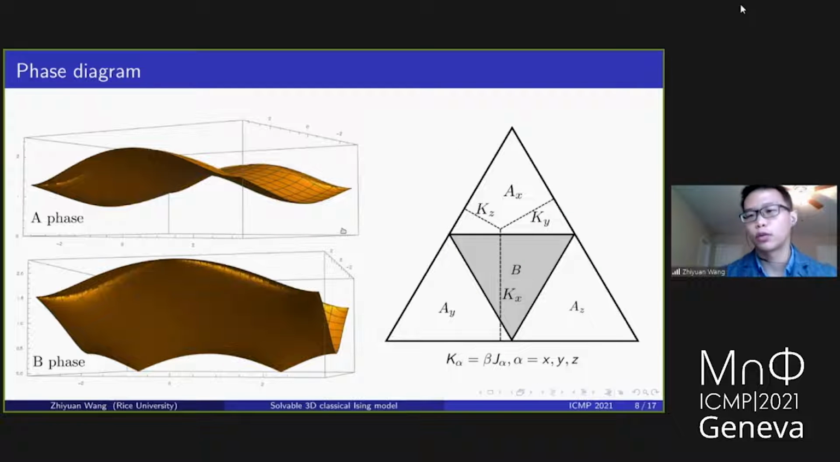So our exact solution allows us to exactly obtain the phase diagram of this model. It turns out that the phase diagram of our statistical model is quite similar to Kitaev's honeycomb model. There is a third-order continuous phase transition that separates two distinct phases: a gapped A phase, where the fermionic spectrum is fully gapped, and a B phase, where the spectrum has two gapless points.